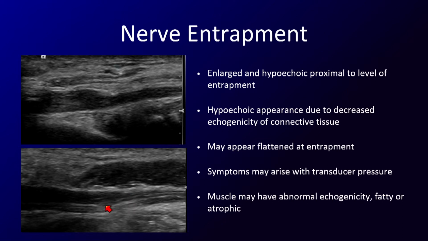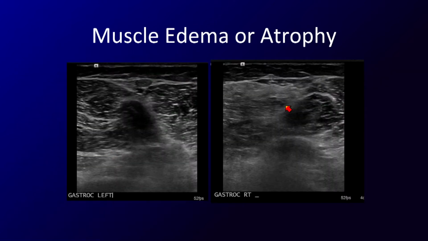So if you look at this example, these are both of the ulnar nerve. The point of compression is here. Distal, you have that normal fascicular pattern, but proximal, you don't see those hyperechoic bands because the nerve is now predominantly hypoechoic throughout. One may also look at muscle and look for changes in the echogenicity of the muscle.